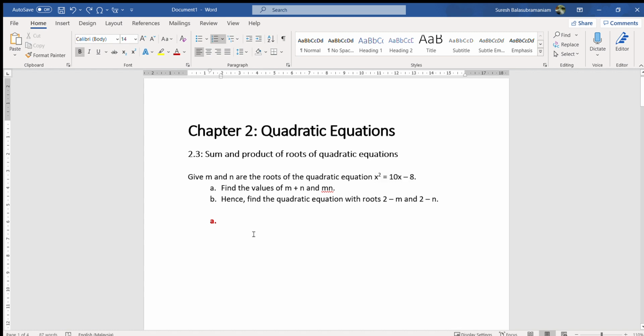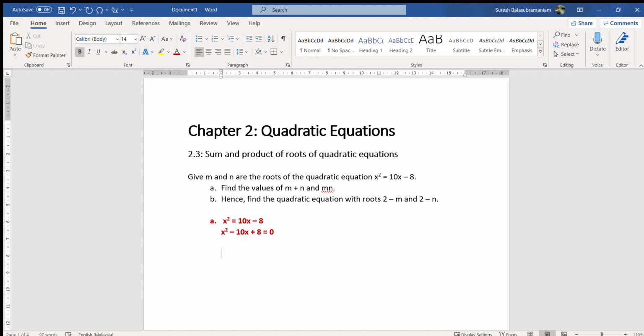I'll rearrange the equation. x squared equals 10x minus 8. This is the question. So I'll rearrange: x squared minus 10x plus 8 equals 0. And from this equation I can decide. Maybe I'll write down.